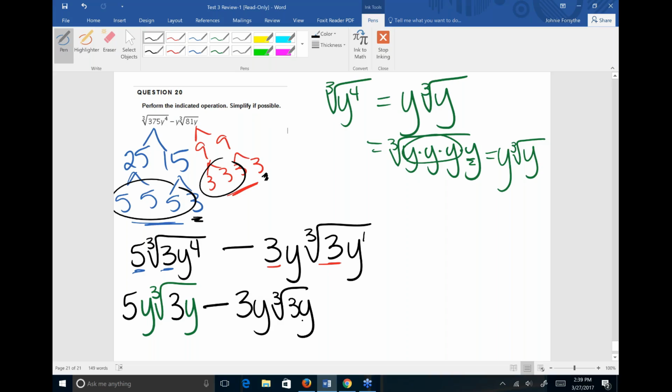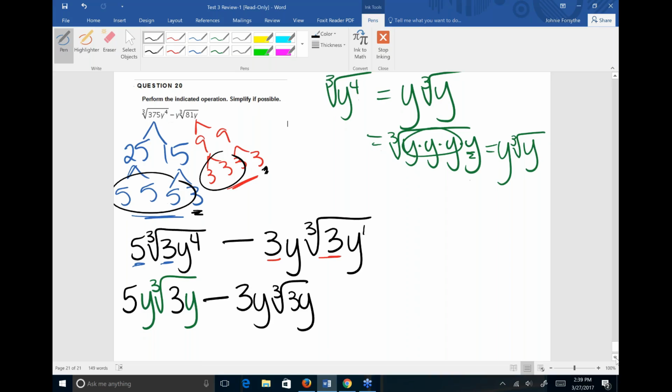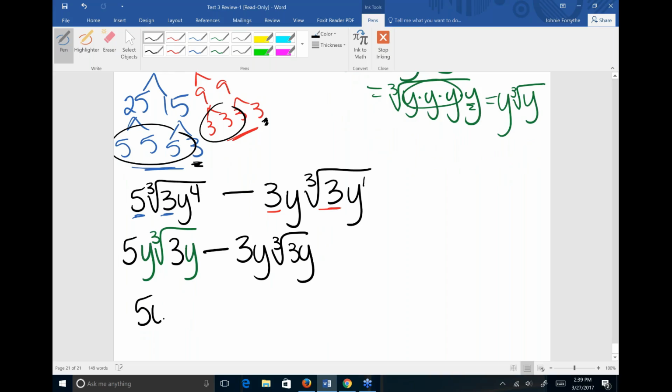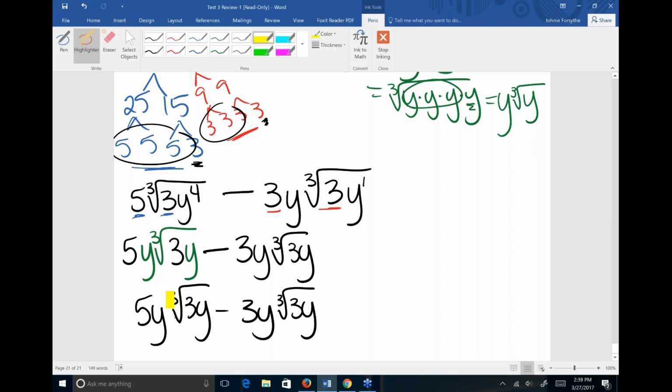So now we have what's called like radicals. And just to make it clear, I'm going to write it all in black. So that's 5y times the third root of 3y minus 3y times the third root of 3y. So we have like radicals because of this. Okay, they have to have the same root number. They're both root 3. And they have to have the same radicand or expression under the radical, which is both 3y. That's like saying if it was 5x minus 3x, they're like terms. These are called like radicals.